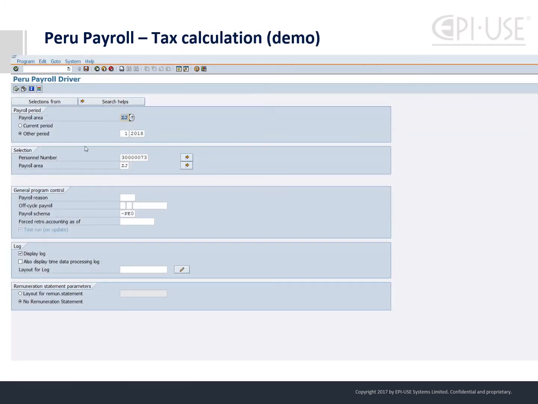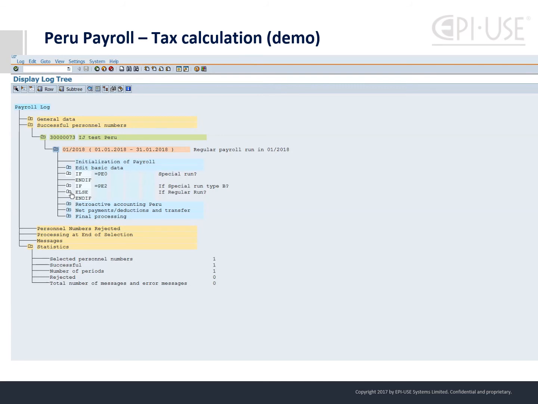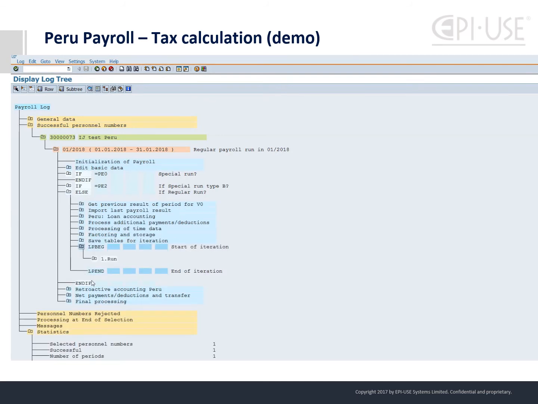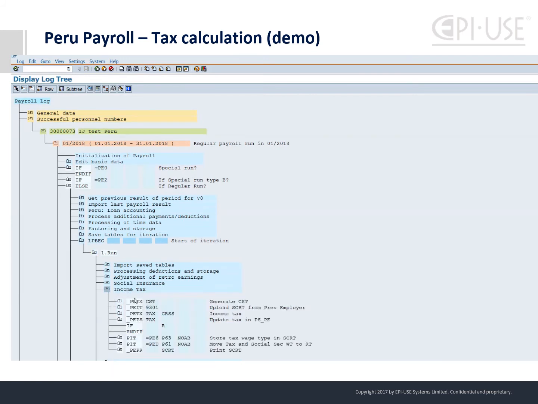Let's run the payroll for Peru using the Peru payroll driver, the relevant payroll schema for Peru for a specific period. We put on the log. Once we expand the log, we move down to the place where the tax is calculated. We will find this whole section on income tax. In here, we see the sequence or the steps used for calculating tax.